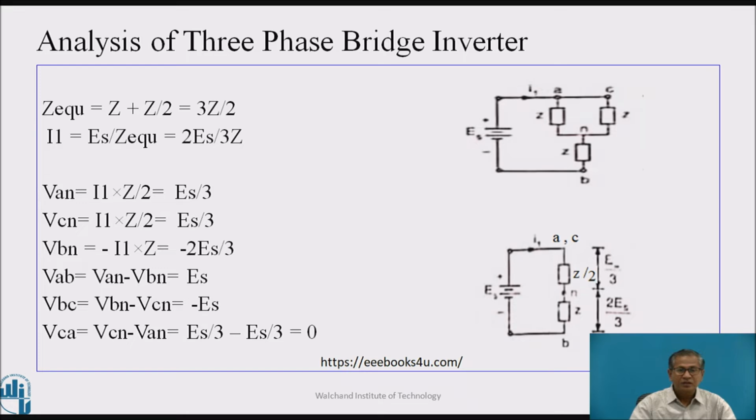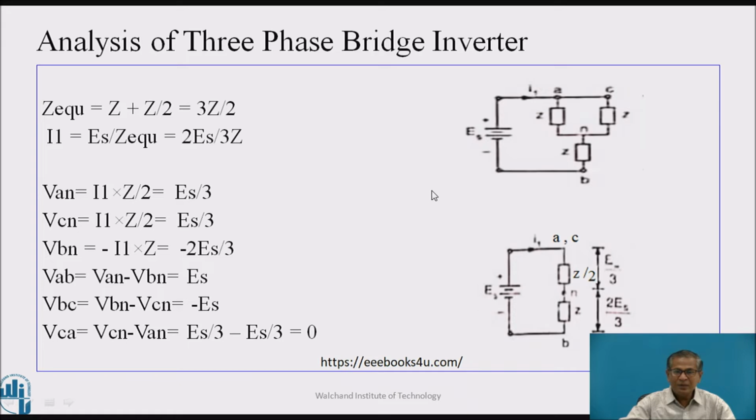Now, here the Z equivalent is equal to Z plus Z by 2. This Z and this Z both are in parallel. Therefore, the Z equivalent is equal to 3Z by 2 and the circuit current I1 is equal to ES upon Z equivalent, which is equal to 2 ES upon 3Z. Therefore, phase voltage VAN is equal to I1 into Z by 2, which is ES by 3, and phase voltage VCN is equal to ES by 3.